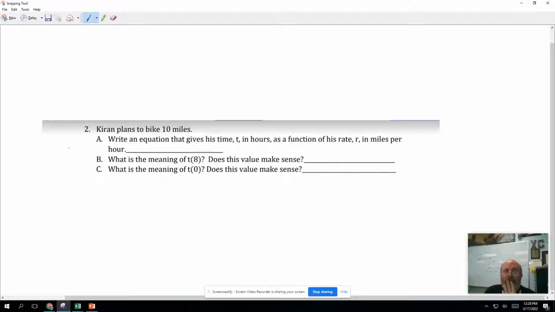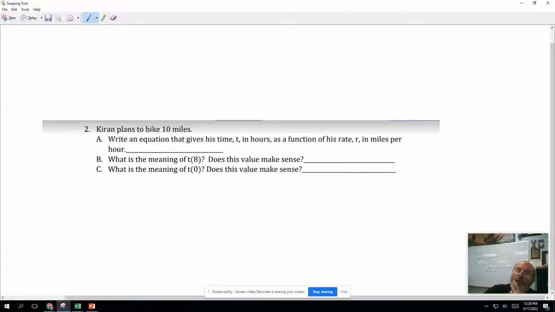Old Kieran plans to bike 10 miles. We want an equation that gives his time in hours as a function of his rate. When it says write an equation that gives his time t in hours, that means you're going to get t on one side by itself, and as a function of his rate r, it means the other side of the equation will have an expression with r as a variable, no other variables.